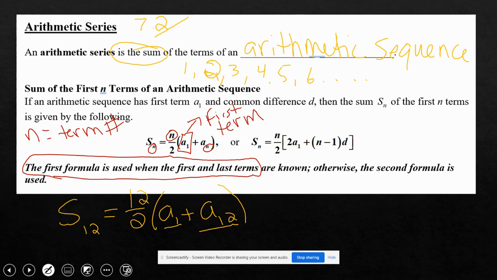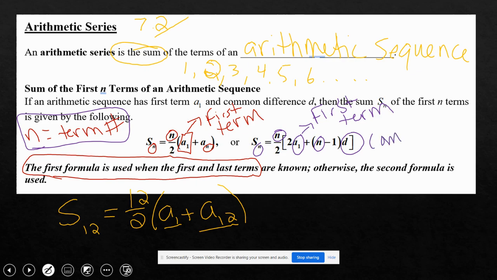The second formula that we have is for when I don't know the first and the last term, but I do know the first term, and I know the common difference. So again, all of these n's are still standing for the number of terms, a sub 1 is still the first term, and this time, d is our common difference.